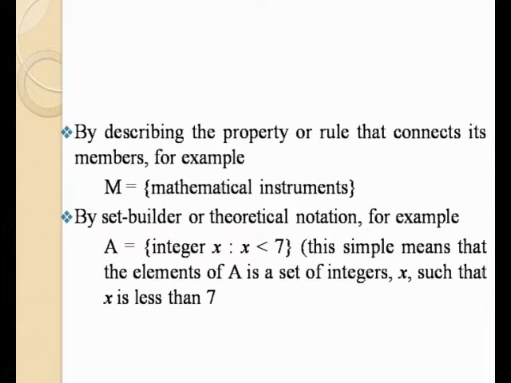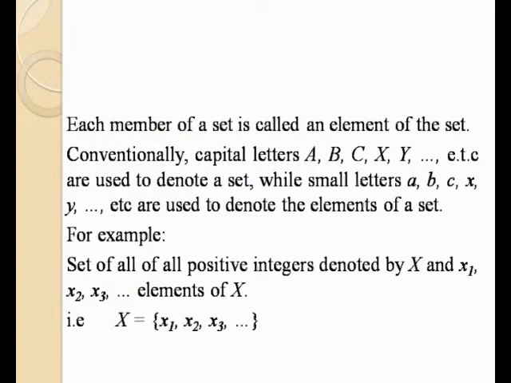For example, A is equal to the integers x, such that x is less than 7. This means that the elements of A are the set of integers x such that x is less than 7. Each member of a set is called an element of the set. Conventionally, capital letters A, B, C, X, Y, or any other letter are used to denote a set, while small letters, such as a, b, c, x, or y, are used to denote the elements of a set.